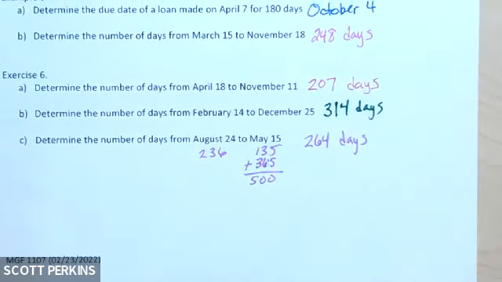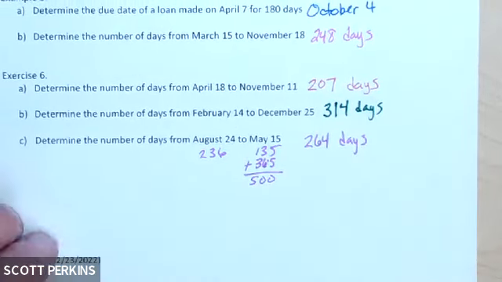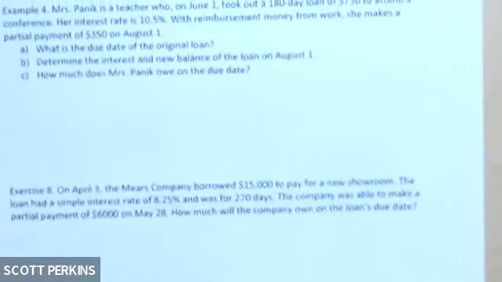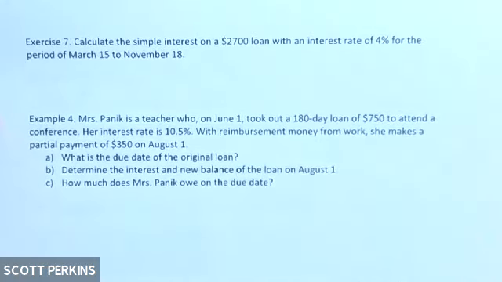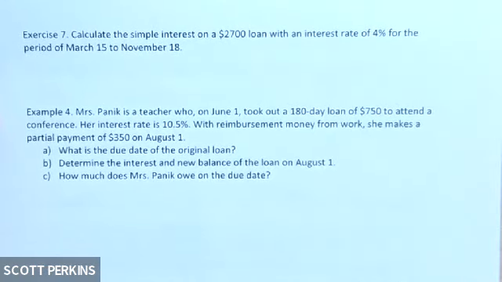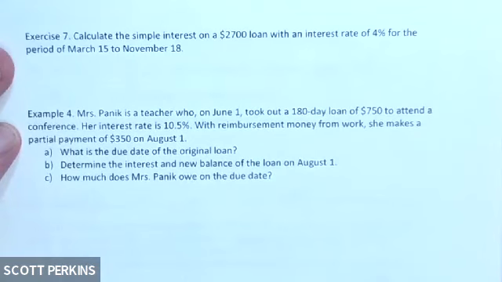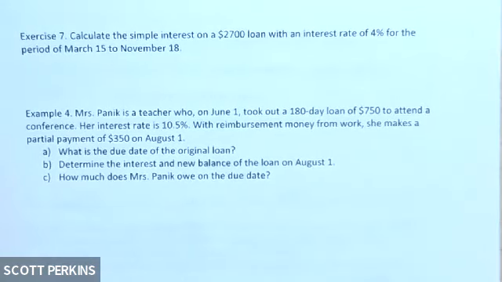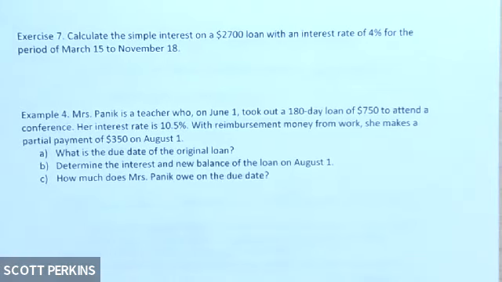Any other questions before now we're going to use this in our next problem? So here goes. All right, here's my last problem for the day. We're going to skip exercise 7. Exercise 7 is just a simple interest problem, but using the table to figure out the time.